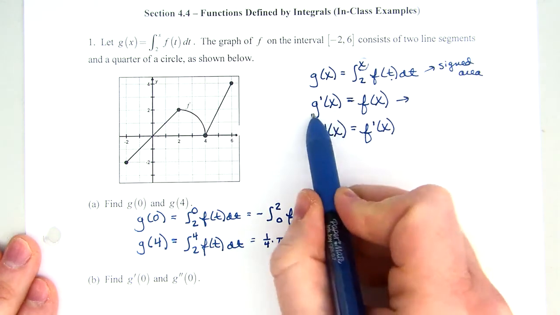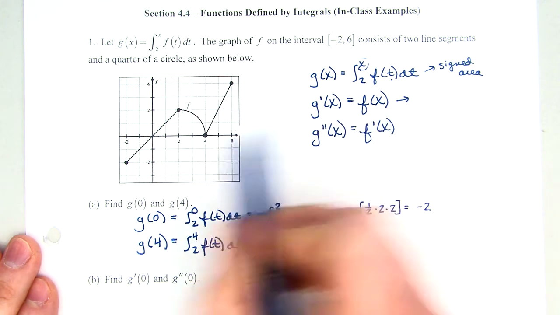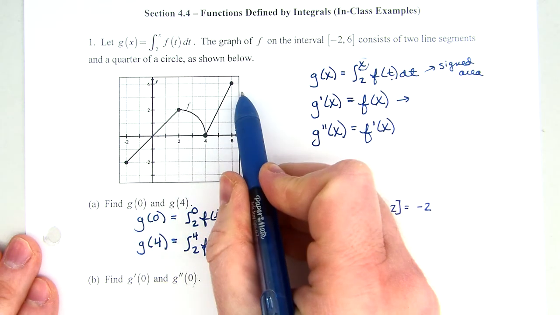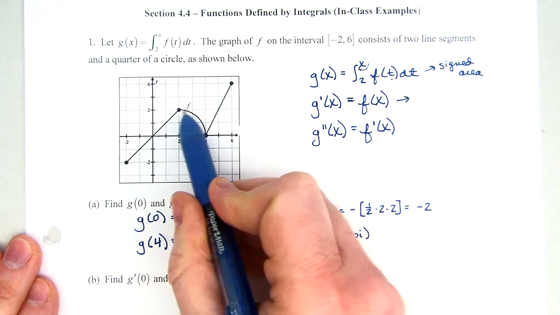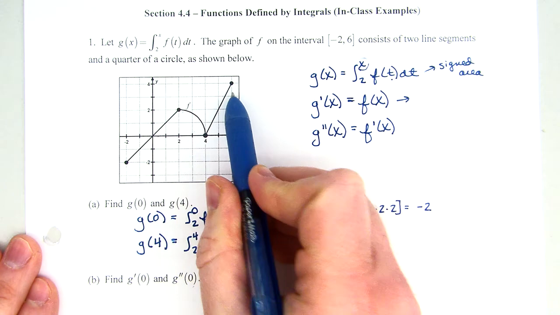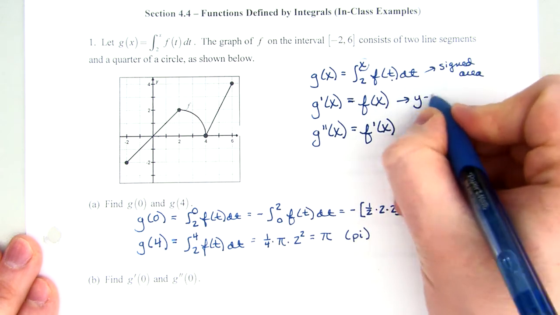If I want information about g prime of x, that equals f of x. This is the graph of f of x. If I want information about f of x, I just need to use the y values on my graph. So if I want to get information about g prime of x, I need to use the y values on the graph of f of x.